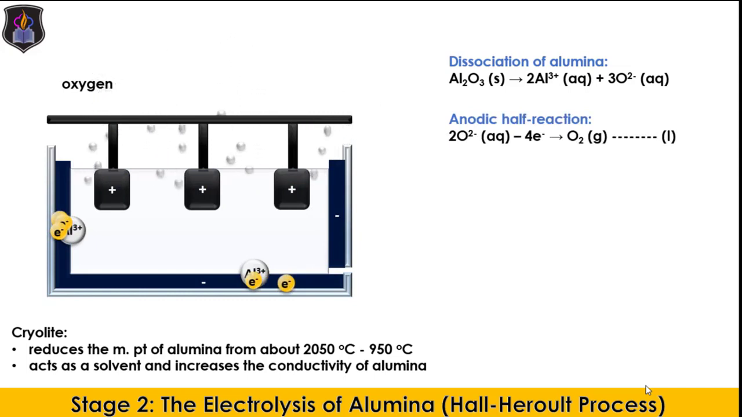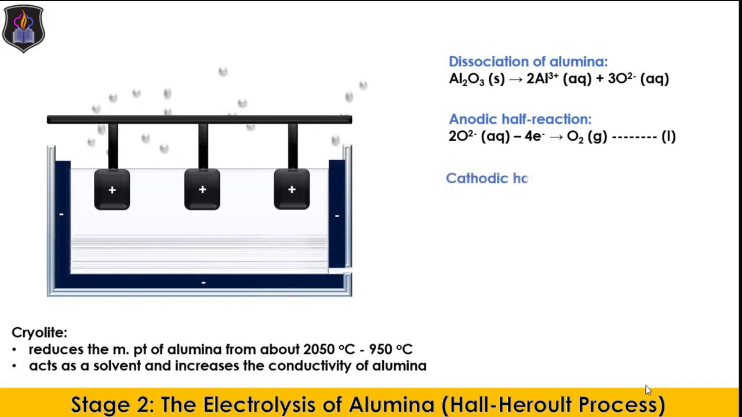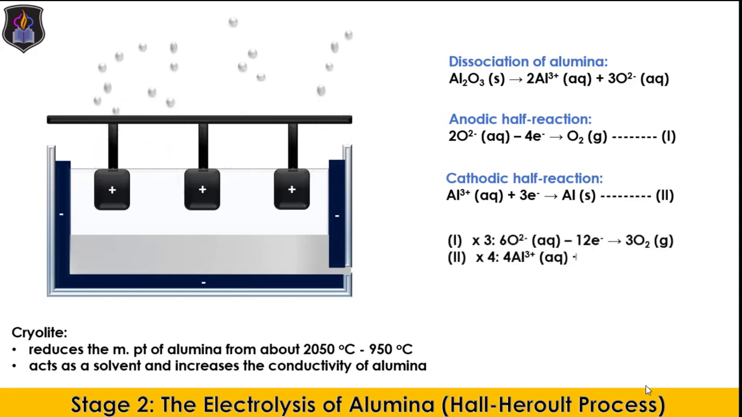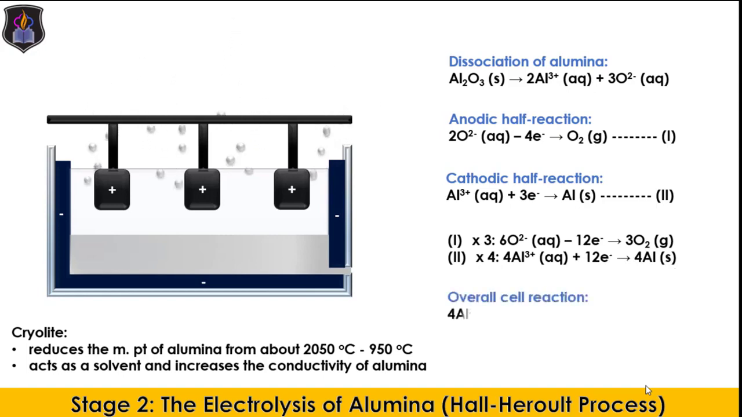The electrons lost travel through the external circuit to the cathode. At the cathode, the aluminum ions undergo reduction by gaining the electrons to become deposited as metallic aluminum according to the cathodic half equation. In order to balance the number of moles of electrons transferred in the electrolytic process, we would multiply the oxidation half equation by 3 and the reduction half equation by 4, and then combine the 2 balanced half equations to get the overall cell reaction.